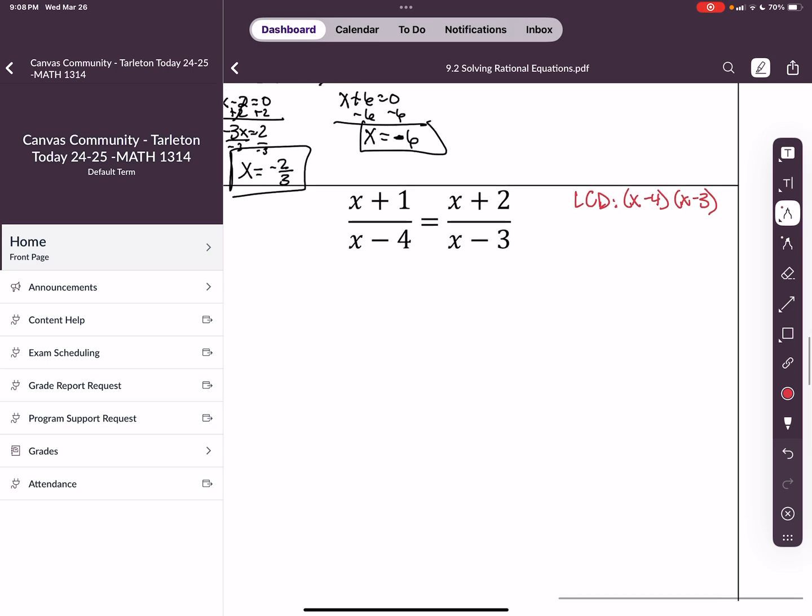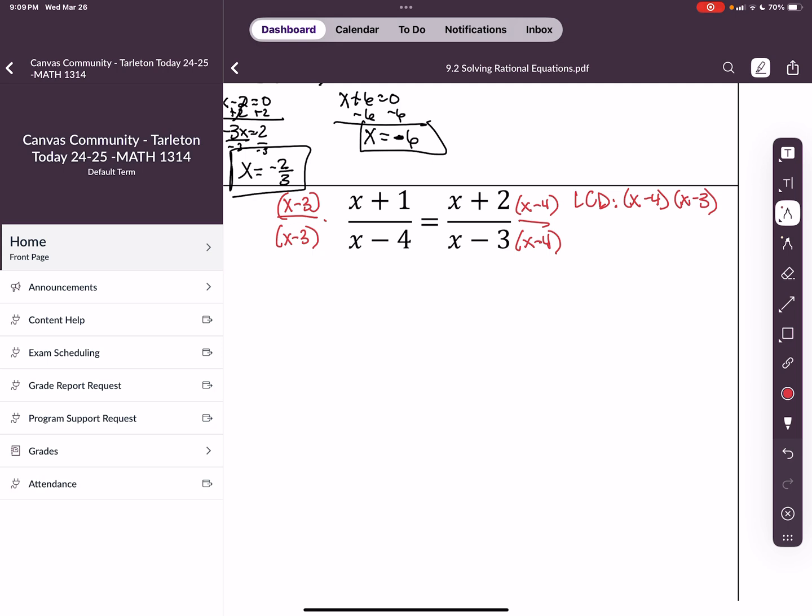So I see that over here on my fraction on the left, I'm missing an x minus 3. So I need to multiply both the top and the bottom by x minus 3. Then on the right side, I have x minus 3 as the denominator already, so I'm missing the x minus 4 part. So I'm going to multiply the top and the bottom by x minus 4. Okay.